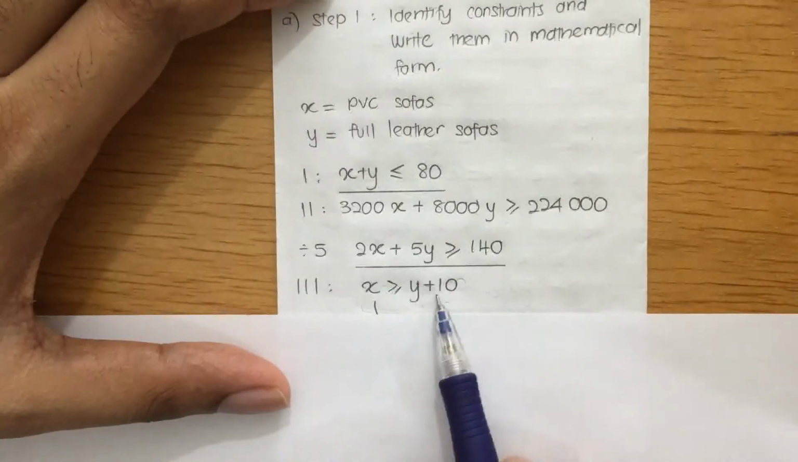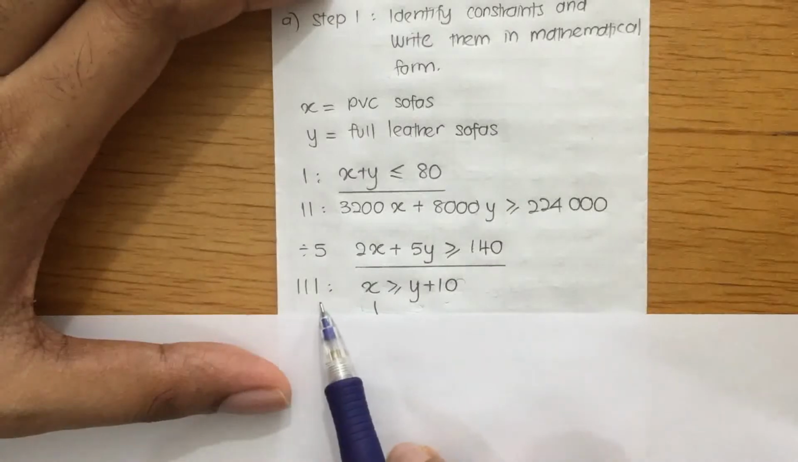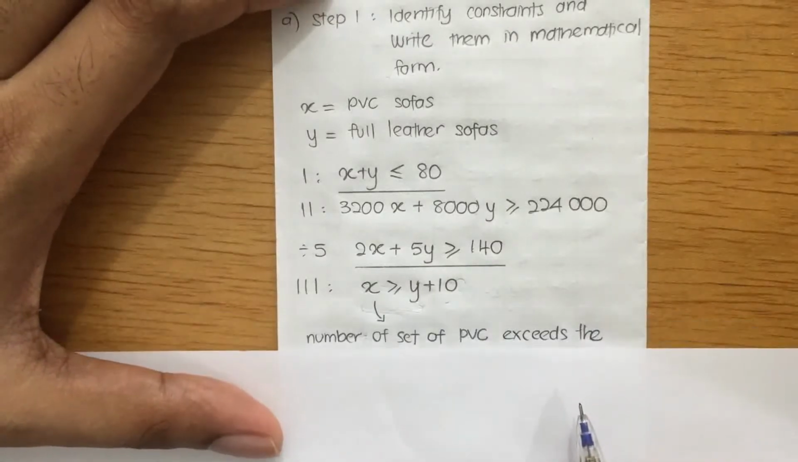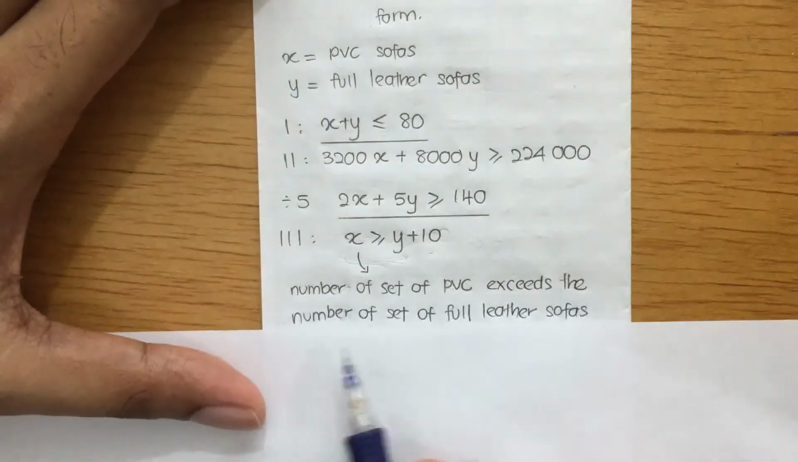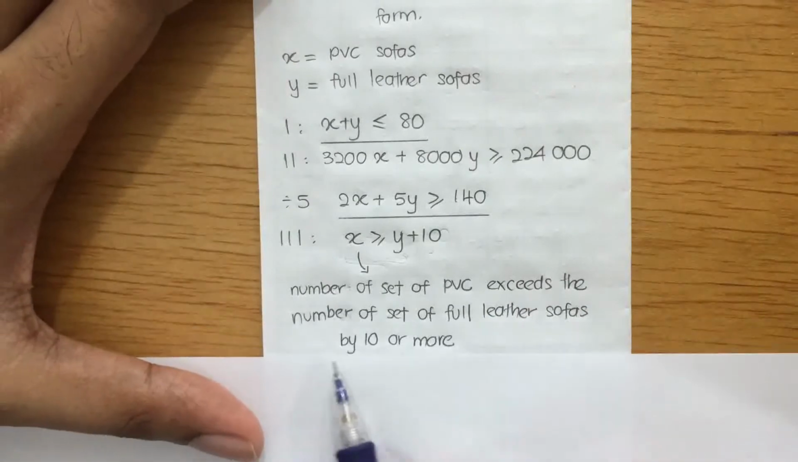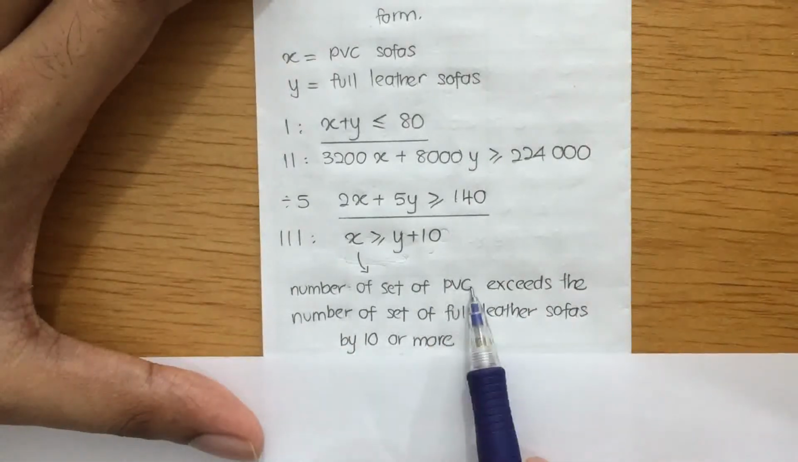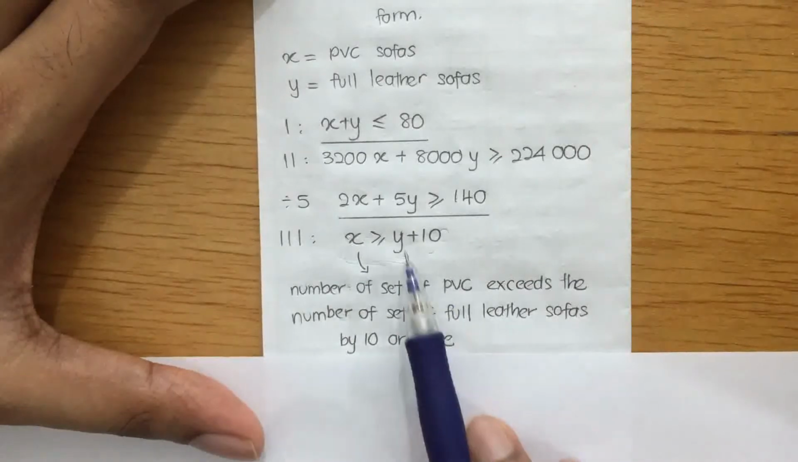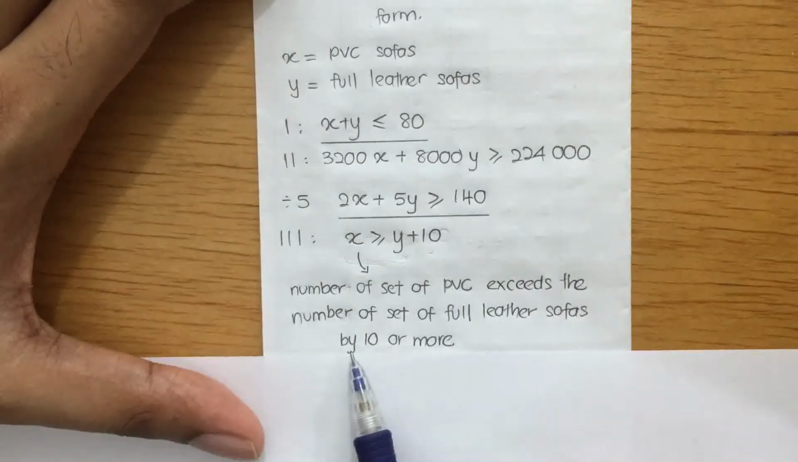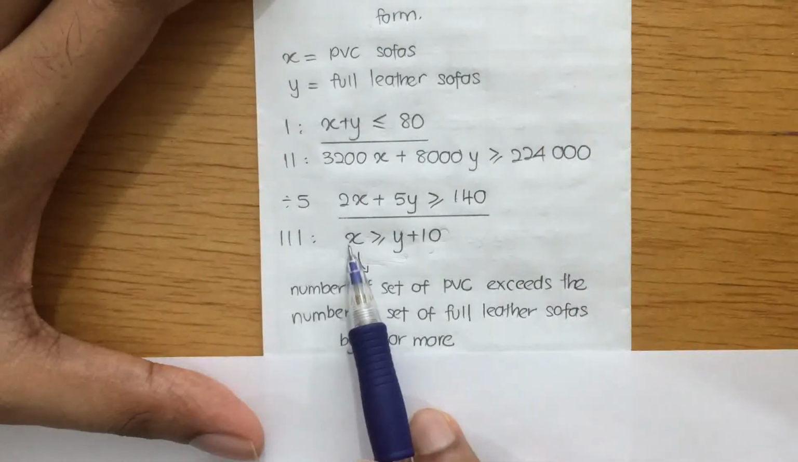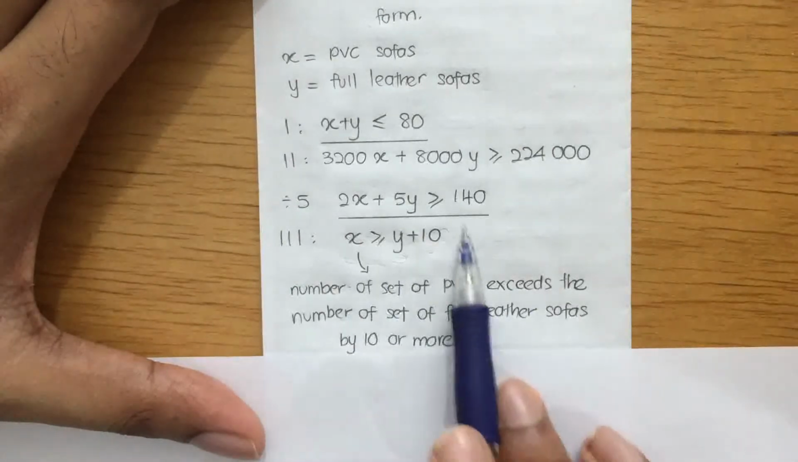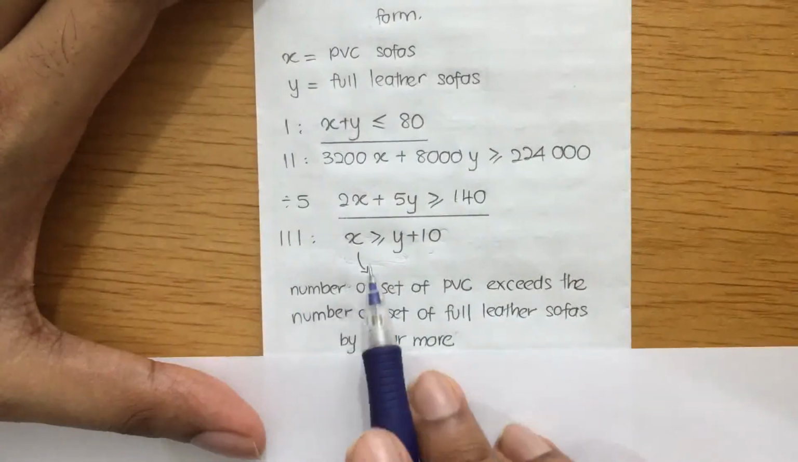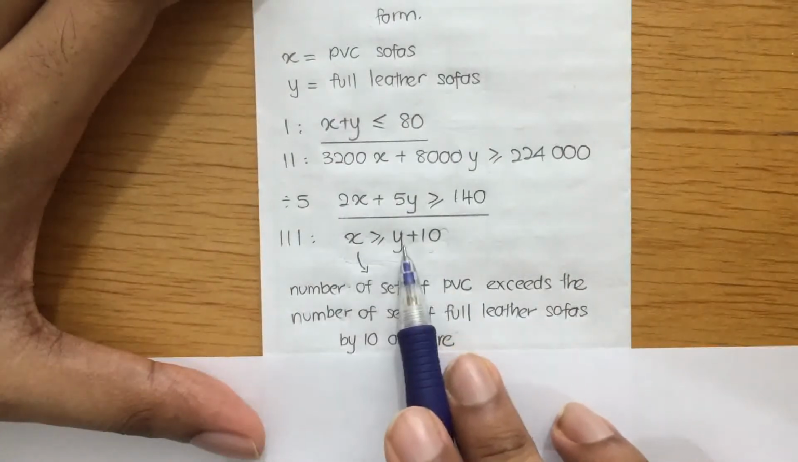X is more than or equal to y plus 10. Usually for the third one, you need to be very careful, guys, in reading the constraint value. The question mentioned that the number of sets of PVC exceeds the number of sets of full leather sofas by 10 or more. In this case, PVC is X, full leather sofa is Y. So it exceeds by 10 or can even be more. So that's why you have X is more than or equal to Y plus 10. Make sure that when you read the question carefully, you come up with the constraint value.